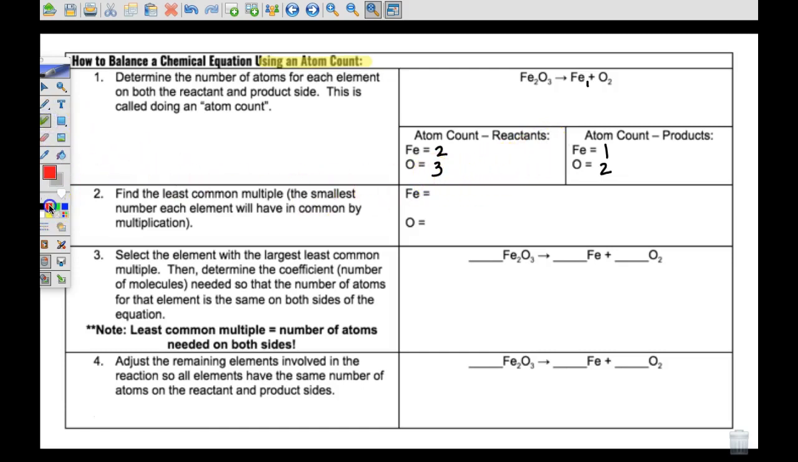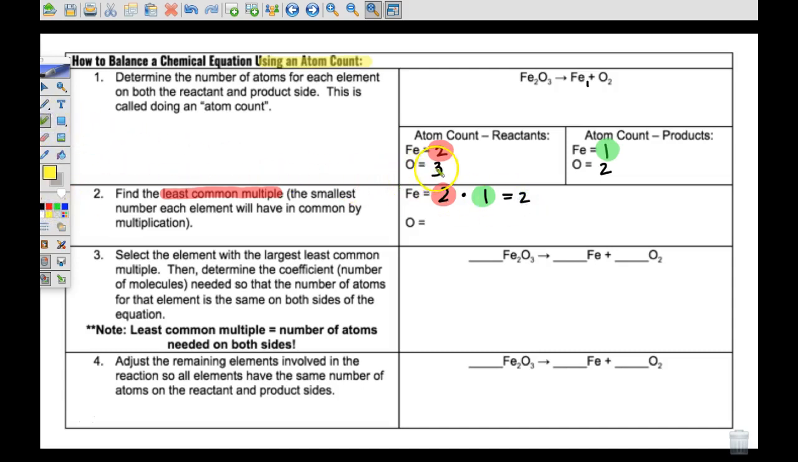Typically, students will get to this point and then panic because they don't know where to start. So what we're going to do is find the least common multiple. And how we're going to do that is we're going to pull the number of atoms on the reactant side, and multiply it by the number of atoms on the product side for each individual element. So for example, I have 2 atoms of iron on the reactant side, and I have 1 atom of iron on the product side. So 2 times 1 is 2.